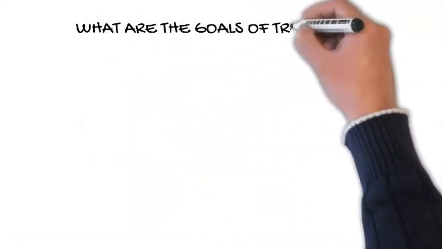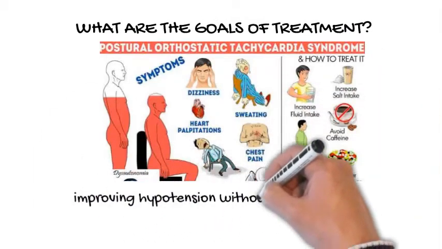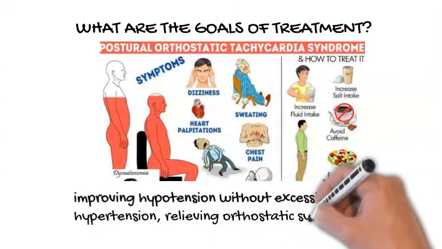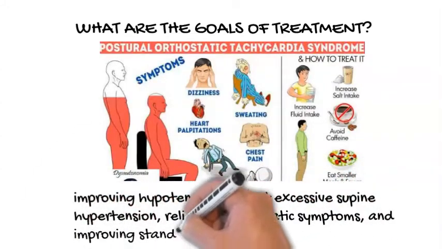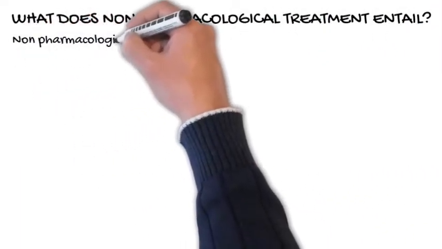What are the goals of treatment? Goals of treatment involve improving hypertension without excessive supine hypertension, relieving orthostatic symptoms, and improving standing time. What does non-pharmacological treatment entail?